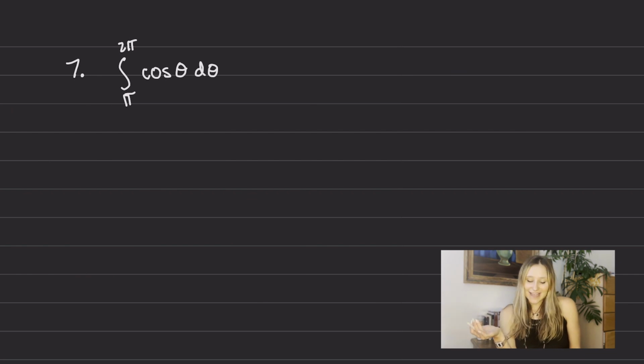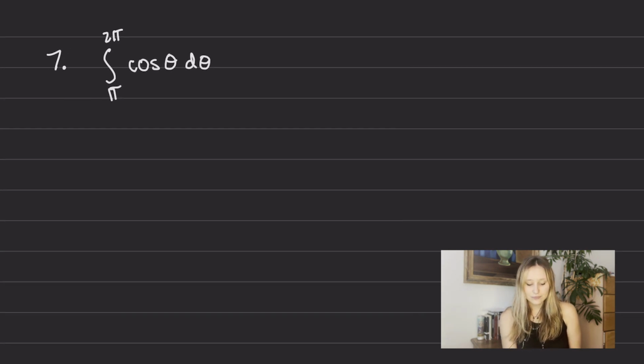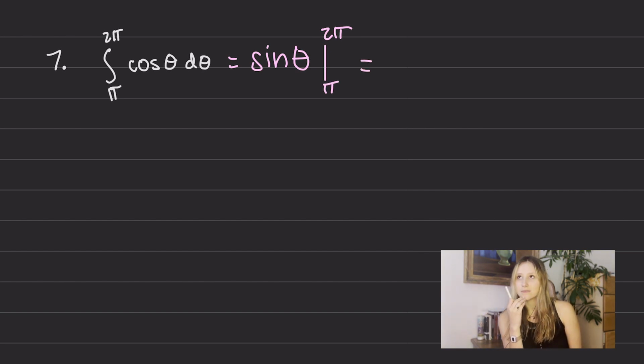Okay, trigonometry. The integral of cosine is sine, always, because the derivative of sine is cosine. So this is going to be sine evaluated at 2 pi. Sine of 2 pi is going to be 0. Pi is going to be 0 as well. So period.